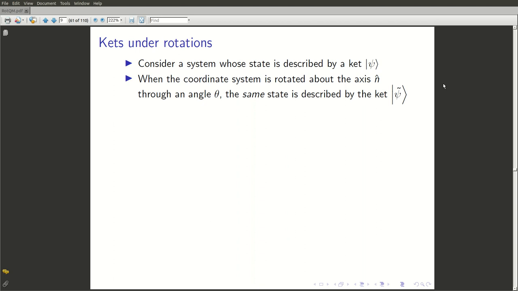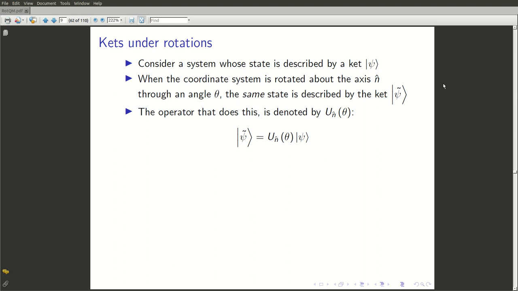Notice that here we are saying that when we rotate our coordinate system in the physical world through an angle theta about a general axis n hat, the state doesn't change. It's the same state that we are describing, but we are describing this via a new ket psi tilde. Now there has to be an operator which does this, that is, changes the ket psi to the ket psi tilde, and we denote this operator by U(n hat, theta).